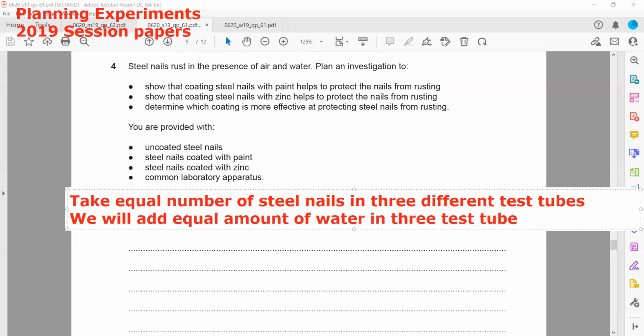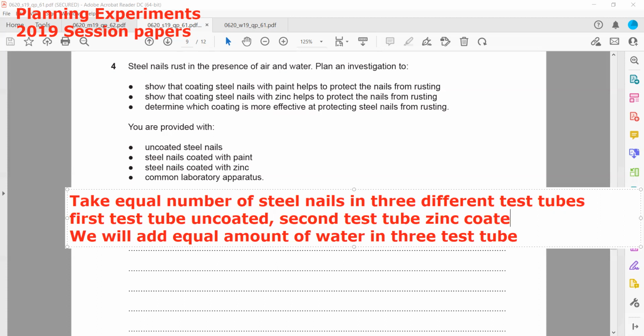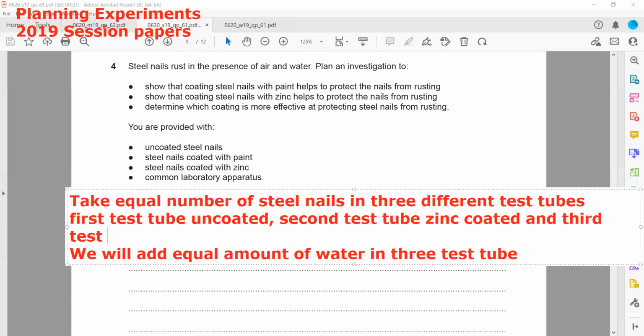And when we take an equal number of steel nails in 3 different test tubes, the first test tube will have uncoated nails, the second test tube zinc coated nails, and the third test tube painted nails. Then we'll add an equal amount of water in the 3 different test tubes.